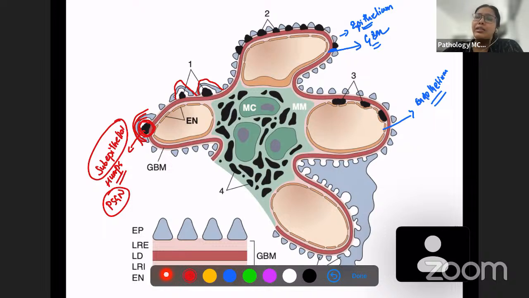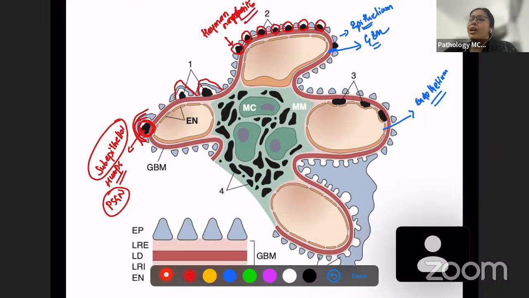And then here, number 2, we can see there are some deposits which are in between these epithelium. So these kind of deposits are seen in Heymann nephritis. These are not subepithelial, but these are somewhere intraepithelial. So in between these epithelial cells, you can see these deposits. So these are seen in Heymann nephritis. Okay.